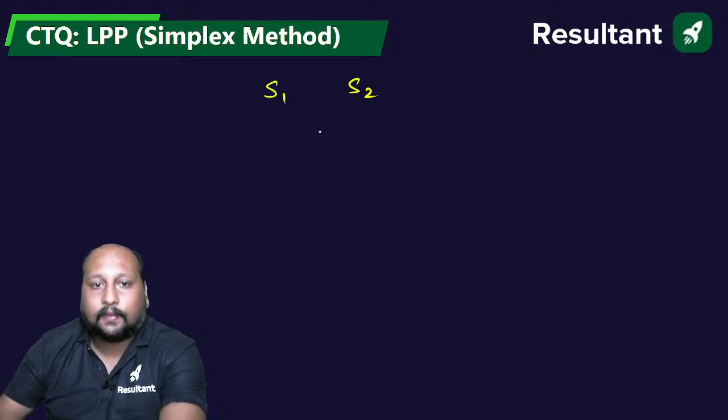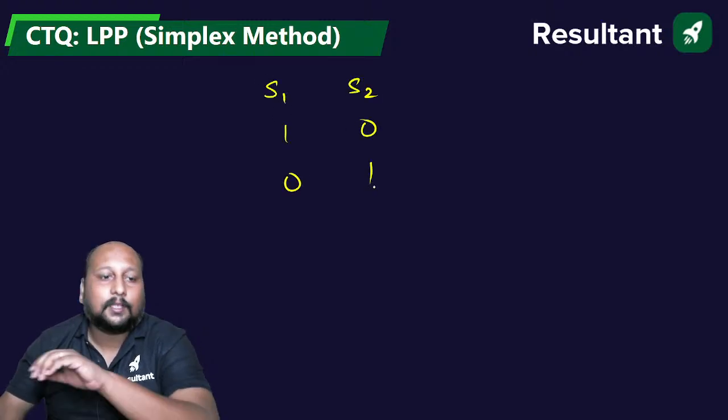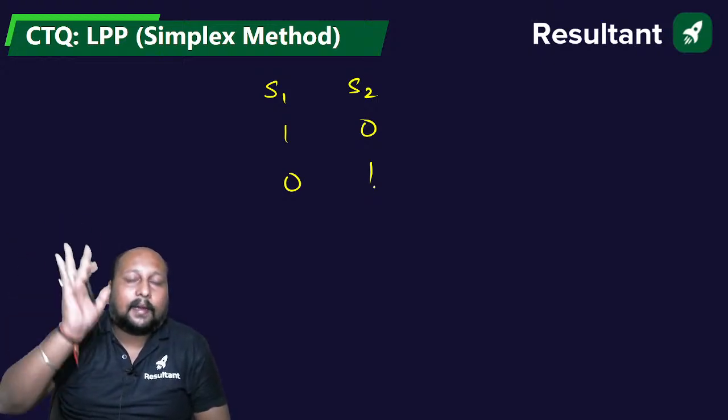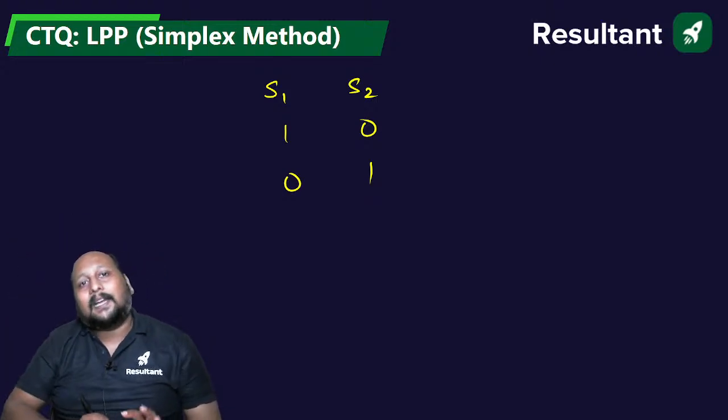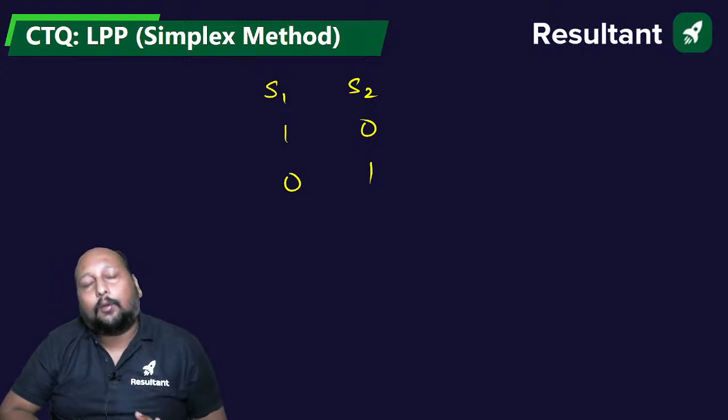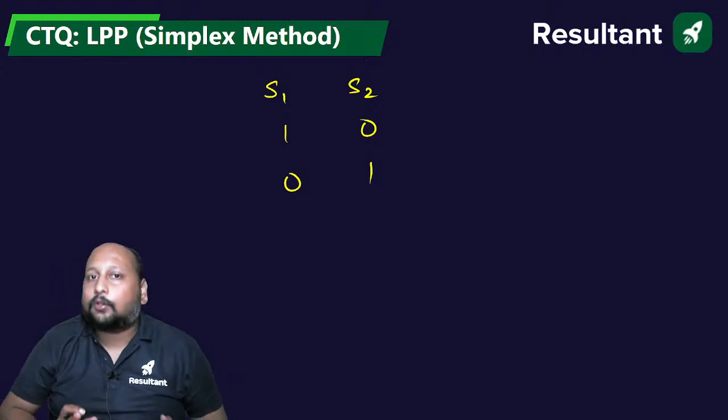S1, S2 के कुछ ऐसे वैल्यू हैं 1 0 0 1. What do we call this matrix? This is an identity matrix or unit matrix. So always remember that basic variables always make a unit matrix, we can say identity matrix or unit matrix.